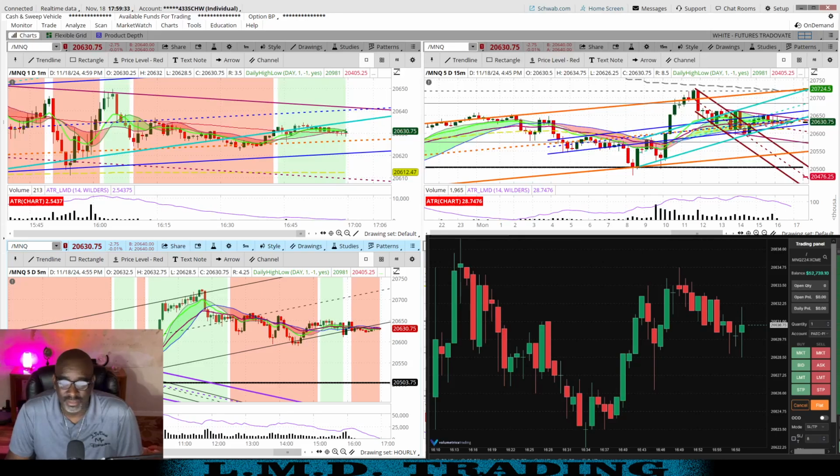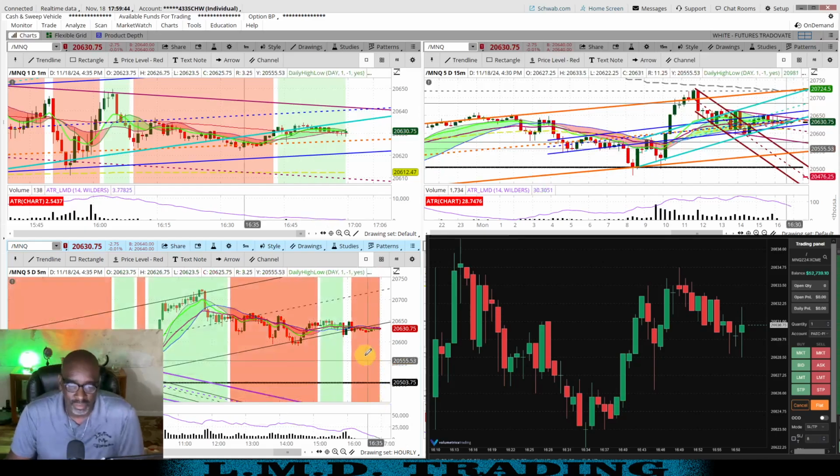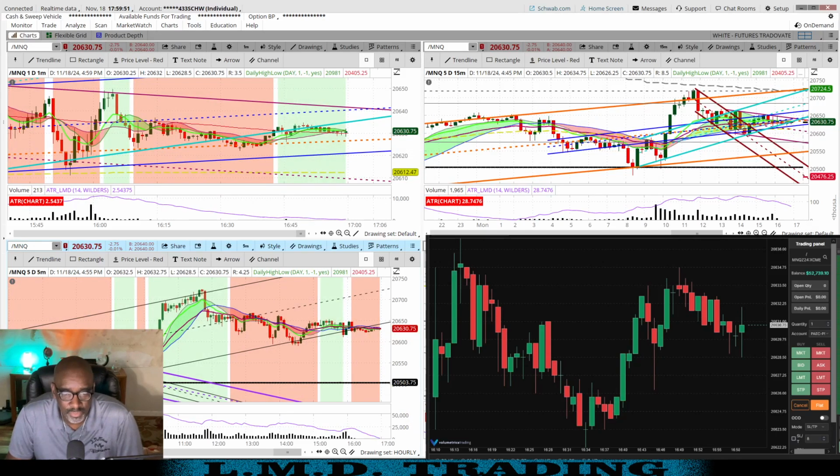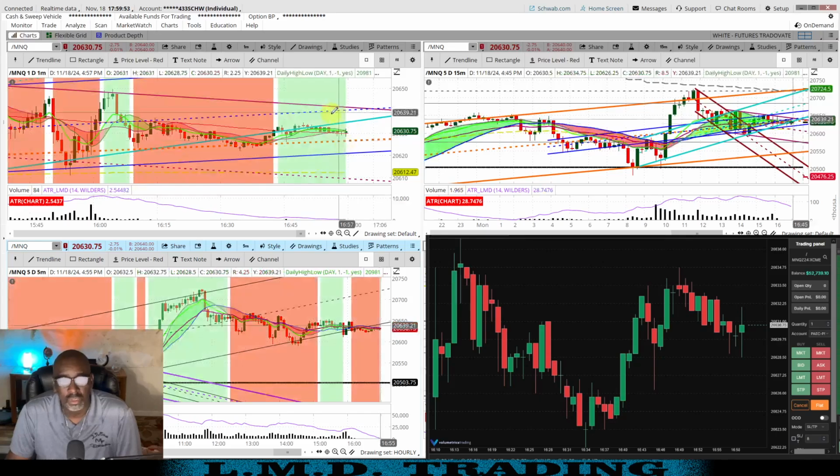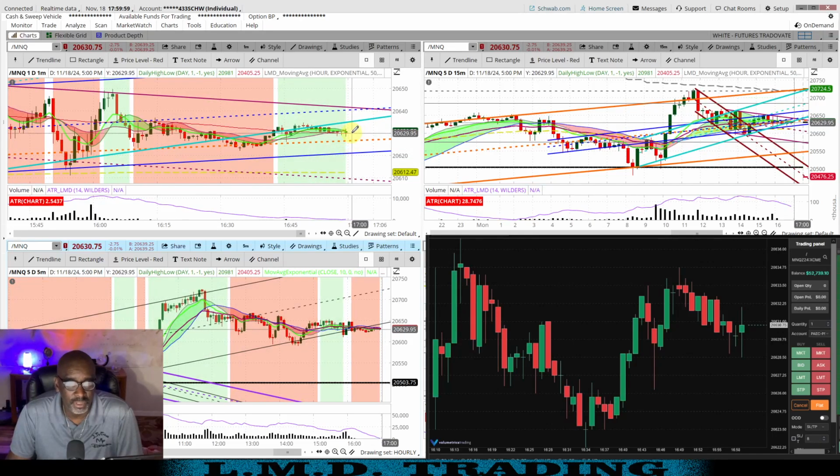30 seconds left. Hope y'all had a good day out there in the market. Hopefully y'all had a good day. But let's see what she wants to do. 5 minute, it's in a downtrend because it's red. So that means that the fast moving average has crossed below. 1 minute is green. That means that the 10 crossed above the 20.